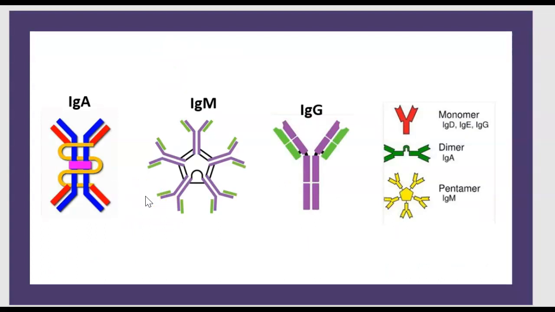Five categories of antibody. IgA are dimeric. IgM are pentameric. IgG and IgE and IgD are monomeric. Dimeric, pentameric, monomeric.